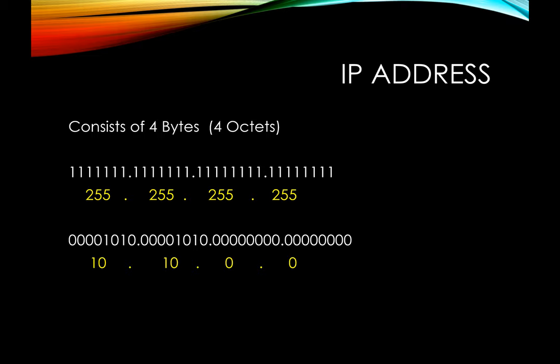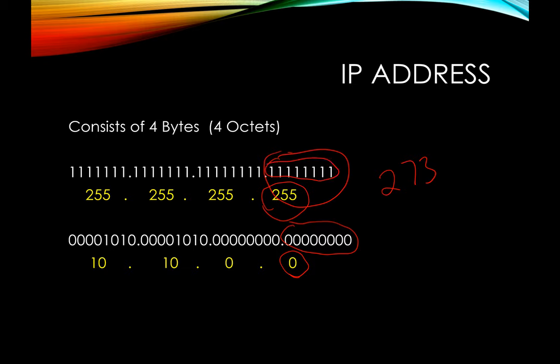Or 4 octets. The highest number that you can possibly have is when an octet is all ones, which is the equivalent of the decimal notation of 255. The lowest number you can have is when the octet is all zeros, which is the decimal notation of 0. So what this means is that you can never have an octet of like 273, because there's not enough binary ones to make this number. That's not possible.